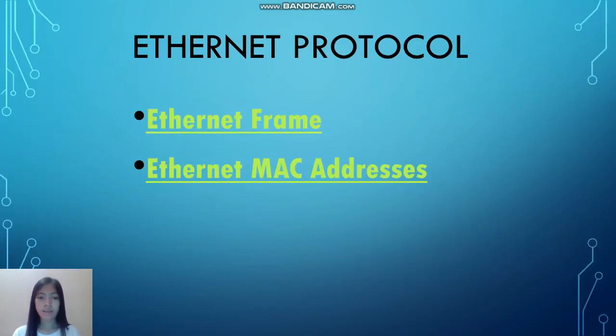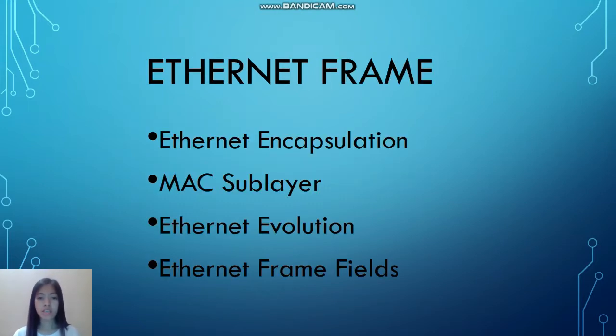So let's start. The Ethernet protocol includes the Ethernet frame and the Ethernet MAC address. The Ethernet frame includes Ethernet encapsulation, MAC sublayer, Ethernet evolution, and Ethernet frame fields. Ethernet encapsulation: Ethernet is the most widely used LAN technology today. Ethernet operates in the data link layer and the physical layer. It is a family of networking technologies that are defined in the IEEE 802.2 and 802.3 standards.